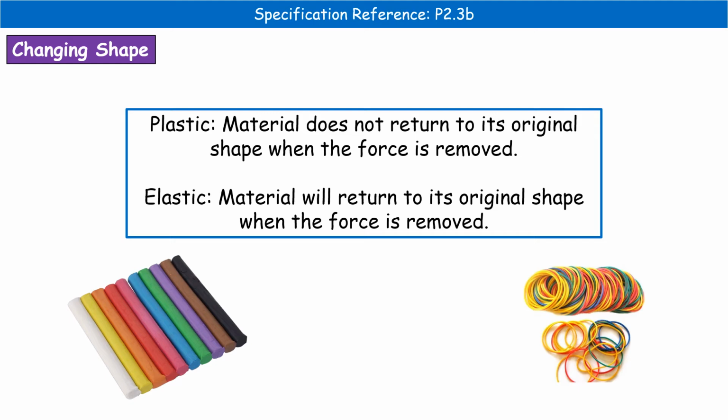When we consider applying forces to materials, there are 2 terms that we would apply to those materials based on how they react. Plastic materials are ones that do not return to their original shape once we remove the force, and elastic materials do return to their original shape when we remove the force. So think about a bit of plasticine for plastic. You can smush it into a weird shape, remove the force, and it stays in whatever shape you put it in. Whereas the elastic, something like your rubber band, once you've stretched it, if you then let go, it goes back to its original shape.